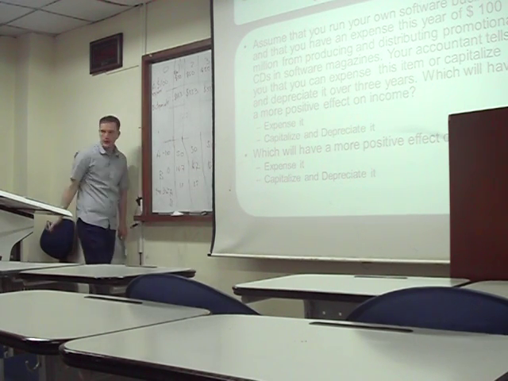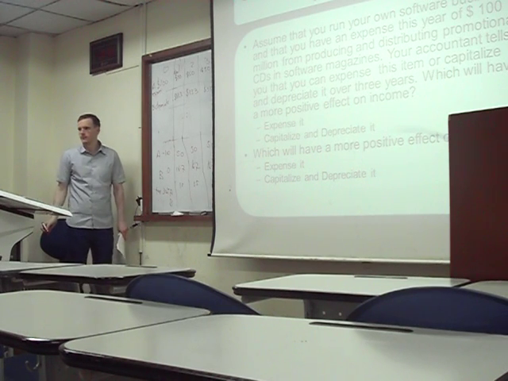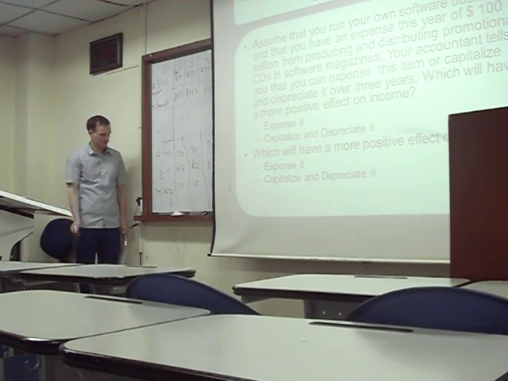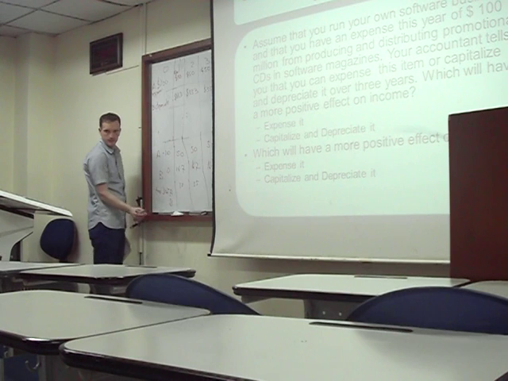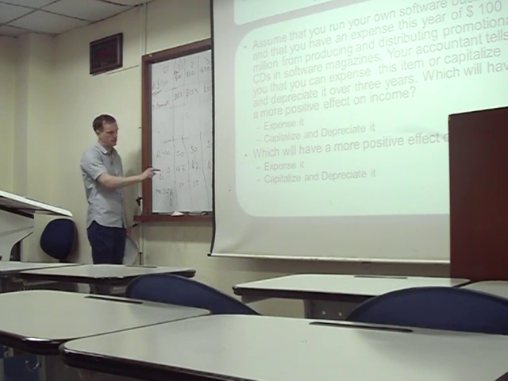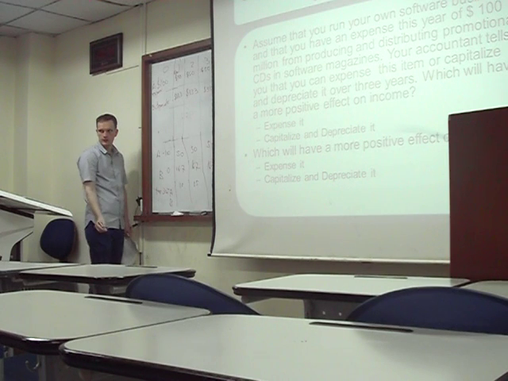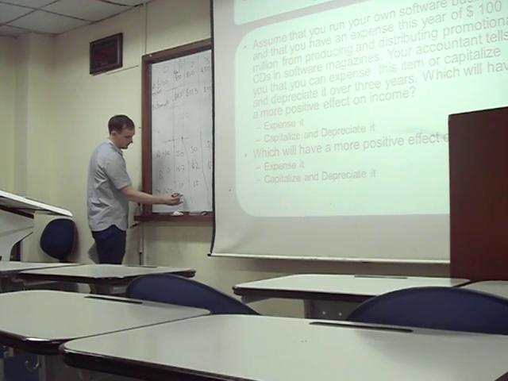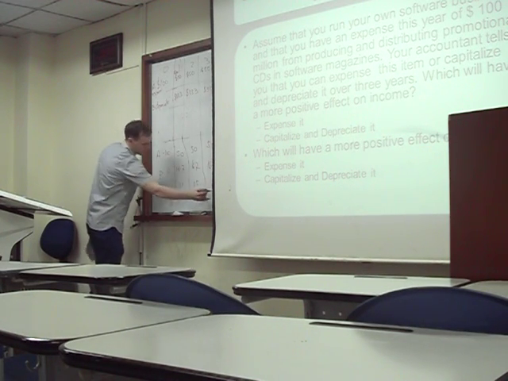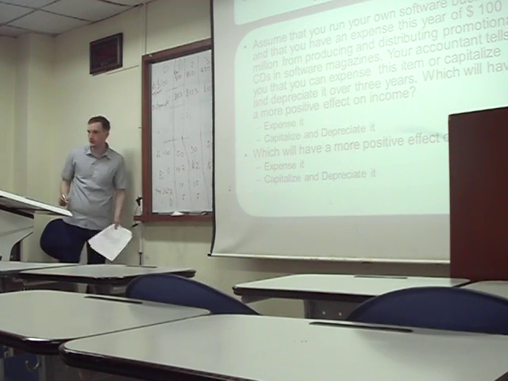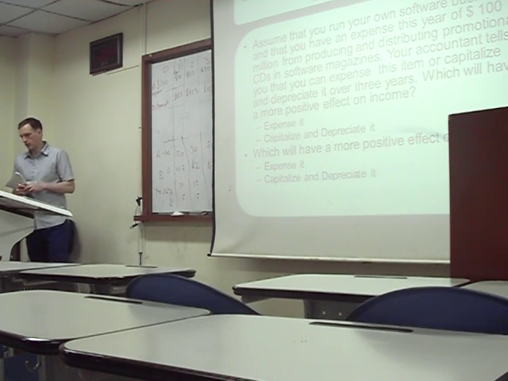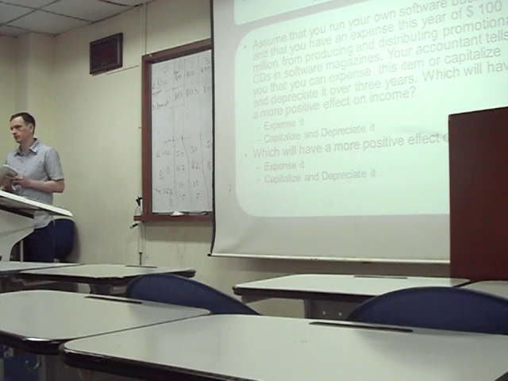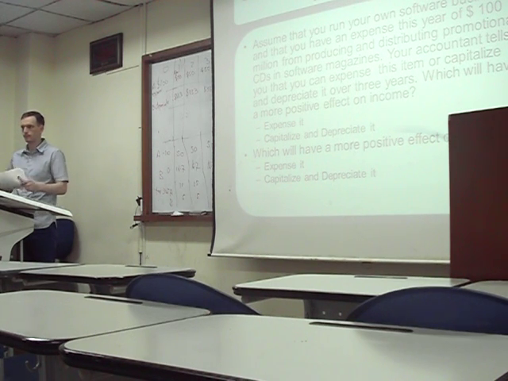How much tax is B paying? Multiply by 3? Yes. 3 ones is 30, 3 6.7s is 20, so 50, right? So 5, 5, and 5. Okay? So which one has a more positive effect on cash flows? B. B has higher cash flows?